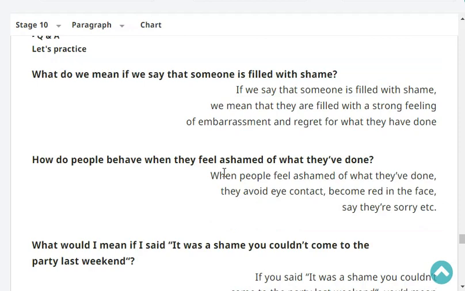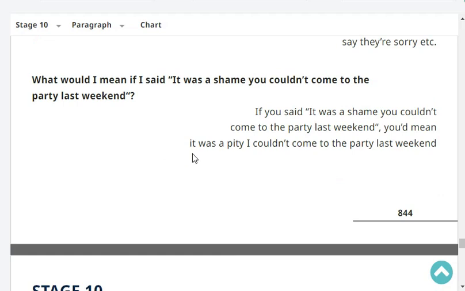Very good. How do people behave when they feel ashamed of what they've done? When people feel ashamed of what they've done, they avoid eye contact, become red in the face, say they're sorry, etc. Very good.